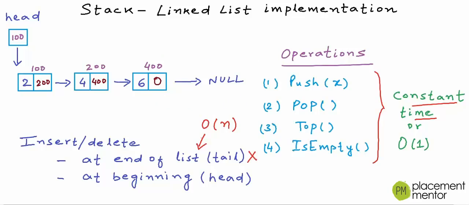So inserting and deleting at end or tail is not an option for us, because we will not be able to do push and pop in constant time if we choose to insert and delete from end. The cost of inserting or deleting from beginning, however, is big O of 1. It will take constant time to insert a node at beginning or delete a node from beginning.